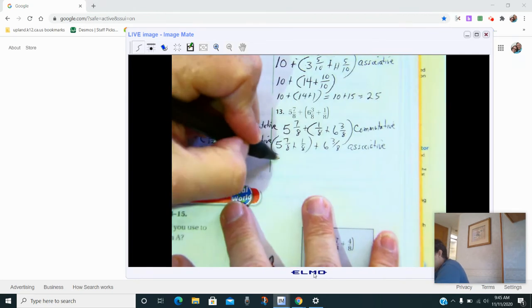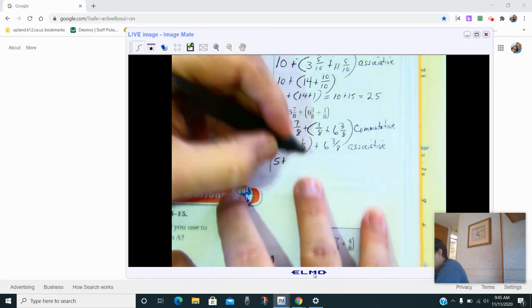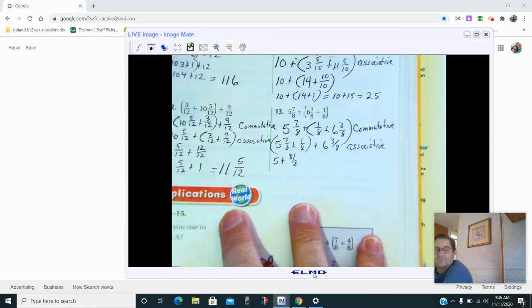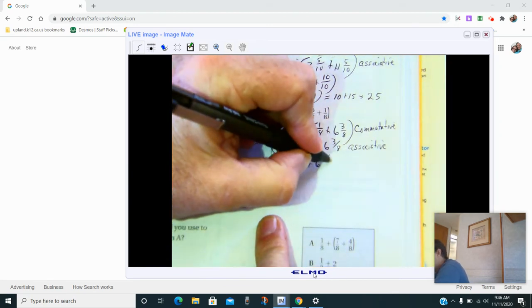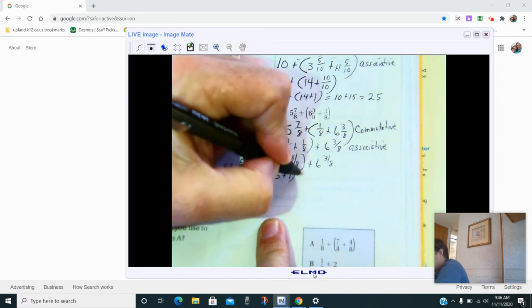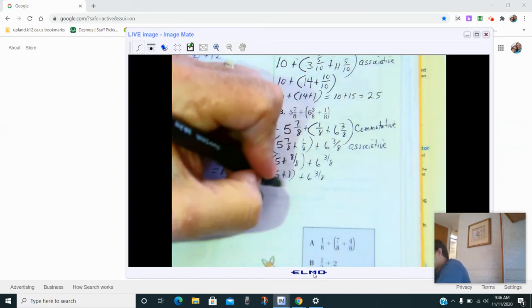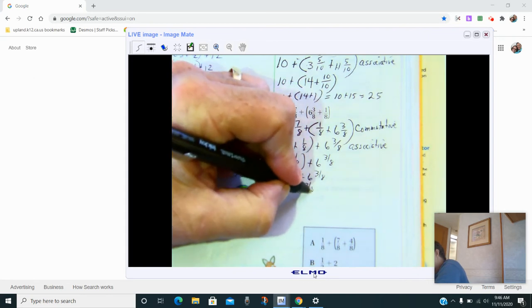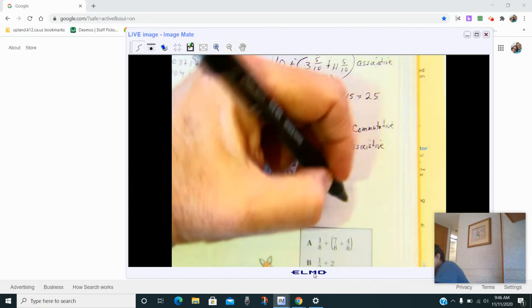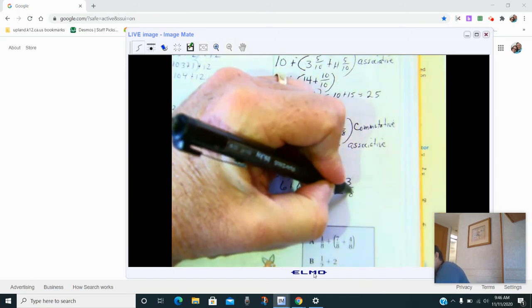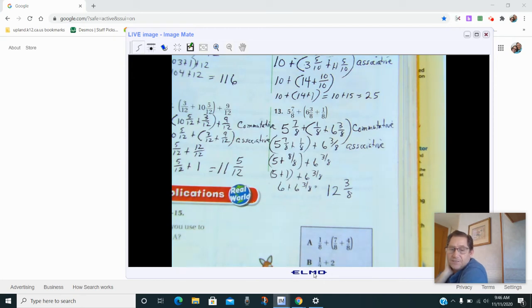5 7/8 plus 1/8 would be 5 plus 8/8. So the whole number plus the fraction part, plus 6 3/8. So 5 plus 1 plus 6 3/8. 5 plus 1 is 6. Now 6 plus 6 3/8 is 12 3/8, because 6 plus 6 is 12. 3 is prime. It's not a factor of 8, so we are in simplest form.